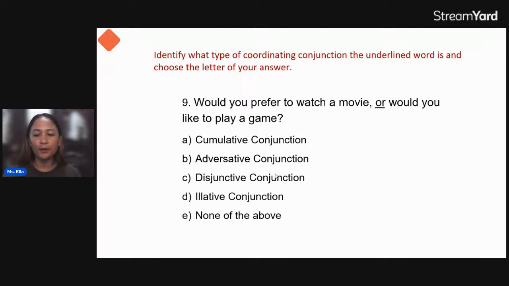Okay, so the correct answer for number 9 is letter C. Very good. That's a disjunctive conjunction. Why? Because it's presenting two options here. The first option, would you prefer to watch a movie? And the second option, would you like to play a game? That's it. All right, so very good. Congratulations. Now let's have number 10.